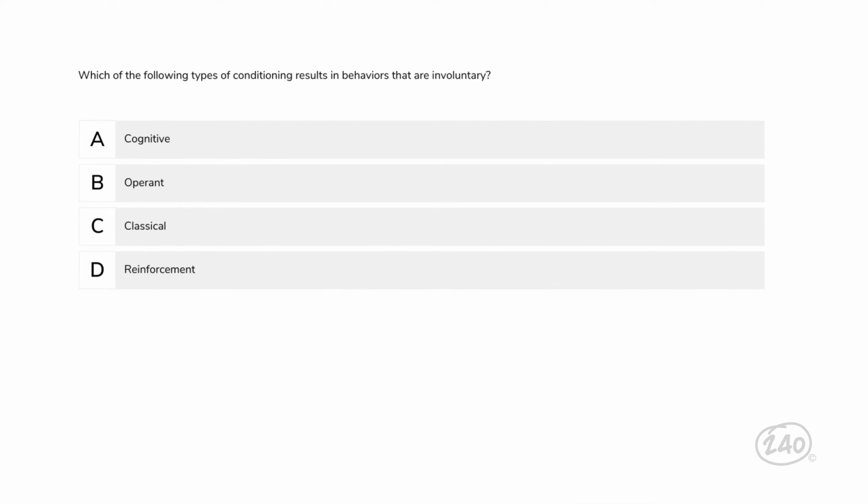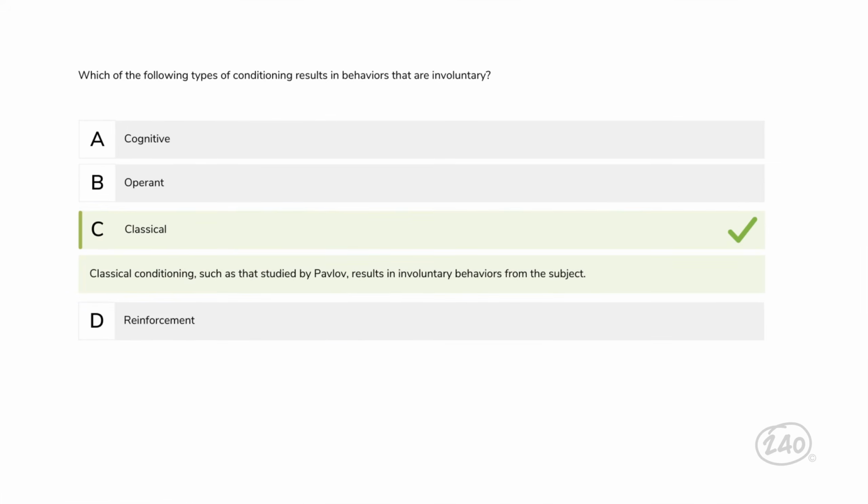So now, we can revisit the question and use our study tip. Based on our memorable example, we know that Pavlov's dogs began to salivate when they heard the sound of the bell, even when there was no food. That's involuntary. So we know the answer is C. Classical conditioning results in involuntary behaviors like salivating. You're doing great. Let's try one from the government and citizenship competency next.